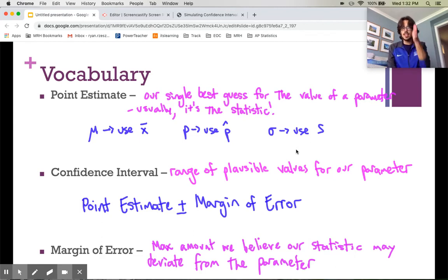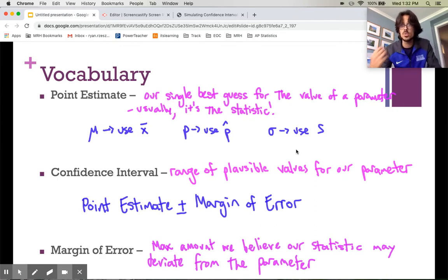But as I said, if this is my parameter, the chances of my statistic perfectly matching up with it, not very good. It's more likely that I'm a little bit off. I'm probably close, but I'm probably not exact. So what we do to account for that is, instead of a single guess, we build a margin of error around our point estimates. So here's my point estimate right here. I spread out my arms and I say, I think the answer is in this range, or this range, or this range. And that is called a confidence interval.